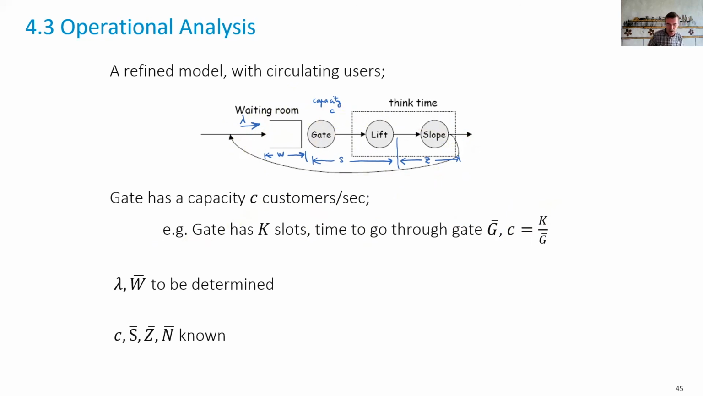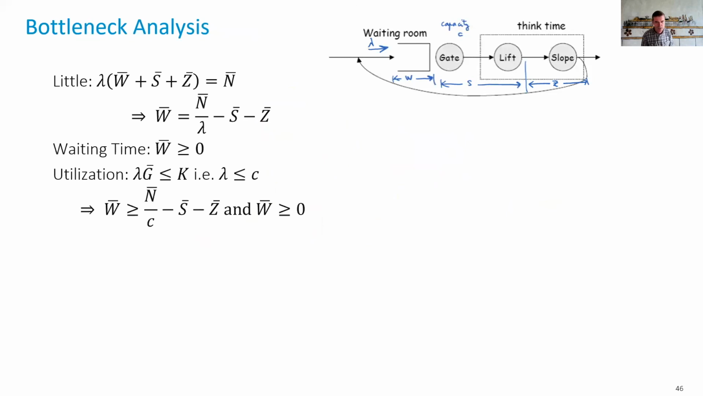We have done such an exercise already using bottleneck analysis, so we can apply all the tricks that we have seen last week. I use Little's formula. Lambda is unknown here, because lambda depends on the fresh arrivals plus the recirculating users. And if the system is very fast, if there is 0 waiting time and the gate is very fast, the lambda will be larger and vice versa. So lambda is one of the variables to determine.